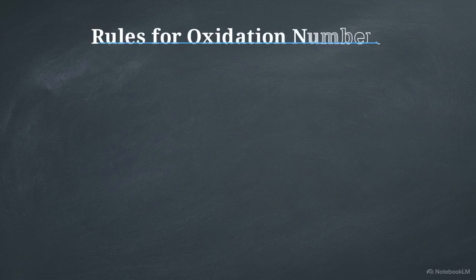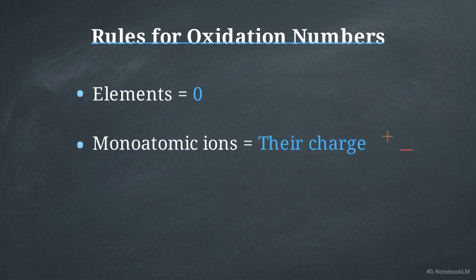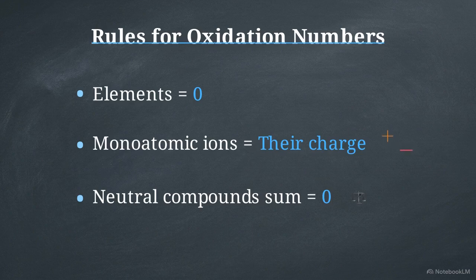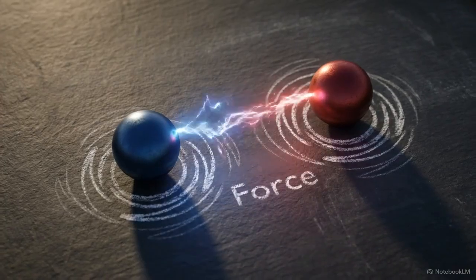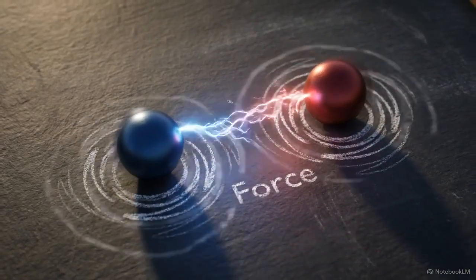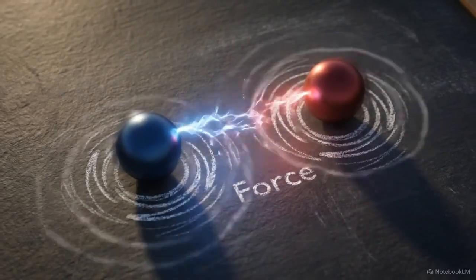Assigning these numbers relies on a few fundamental rules. Pure elements always start at 0. A monoatomic ion's number matches its electrical charge, and in any neutral compound, the sum of all oxidation numbers must equal 0. This math tracks the flow of electrons, but we still need a universal ruler to measure which element pulls or pushes those electrons with the most force.